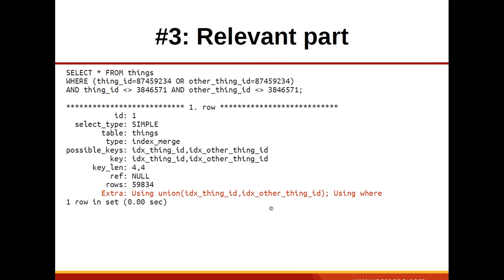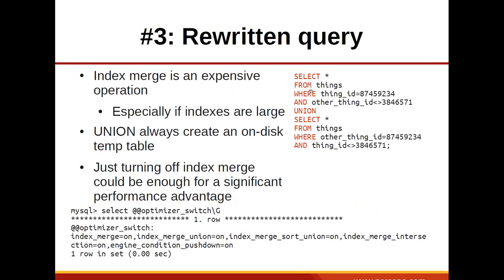And we are using an index merge. The cost of the index merge itself will go up if the indexes are larger. So, can we avoid index merging here, because we have an OR condition? And the answer for that is yes. We can use a union, and we can use two queries, one for one part of the OR and one for the other part of the OR.